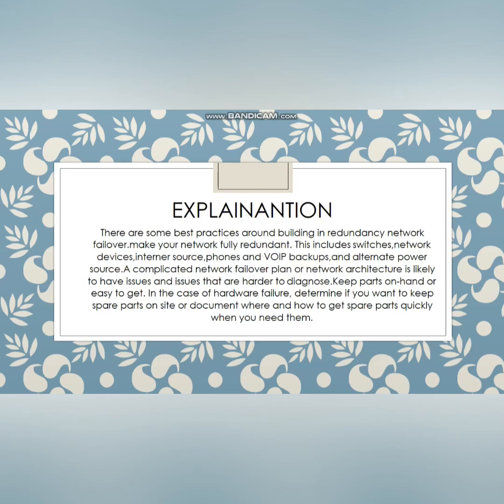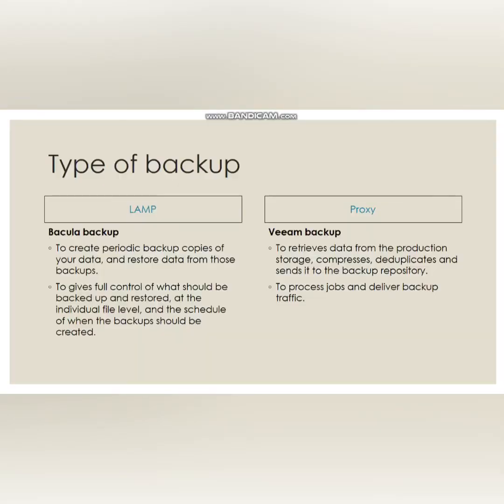Keep parts on hand or easy to get. In the case of hardware failure, determine if you want to keep spare parts on site or document where and how to get spare parts quickly when you need them. Type of backup: LAMP-specific backup, to create periodic backup copies of your data and restore data from those backups. It gives full control of what should be backed up and restored at the individual file level and the schedule of when the backup should be created.